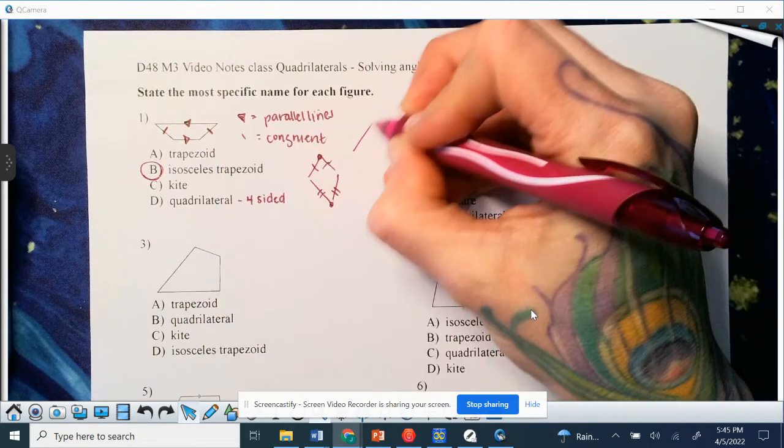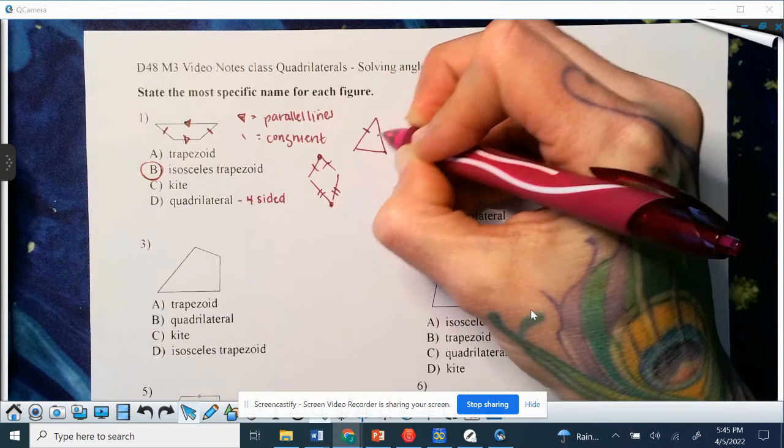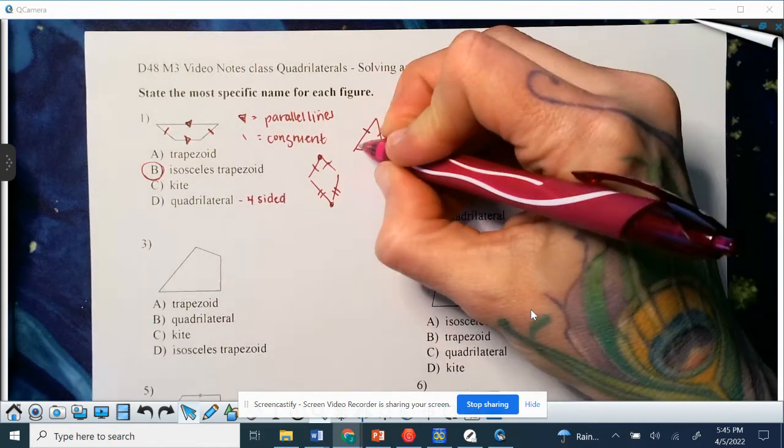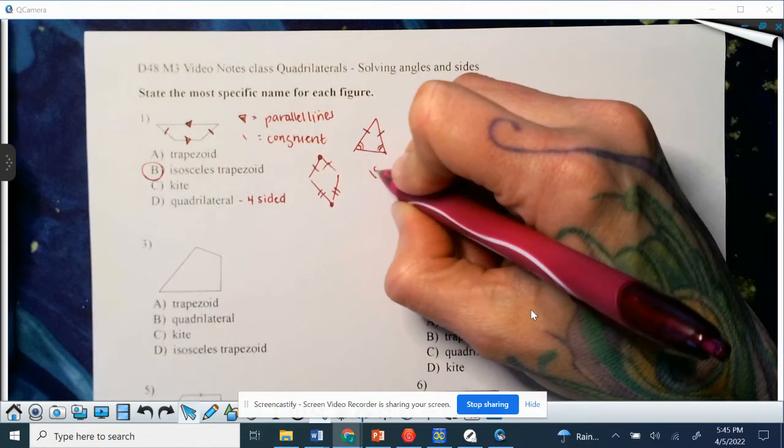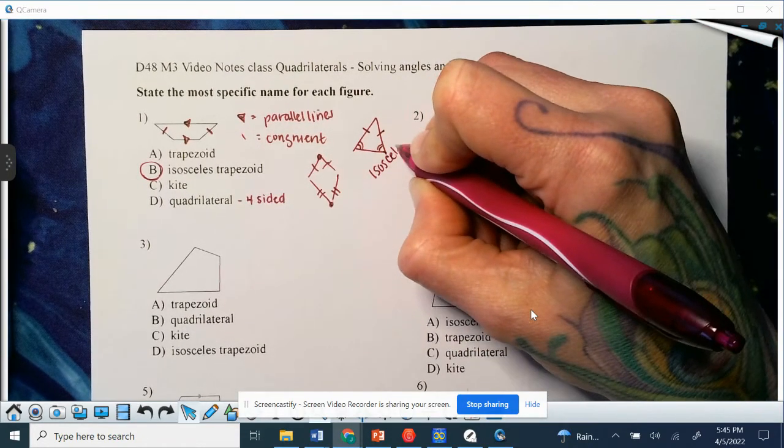Just like remember back from isosceles triangles where these two sides are the same, with that, you know these two angles are the same. So that's just back to your isosceles, which you've had probably more practice with triangles.